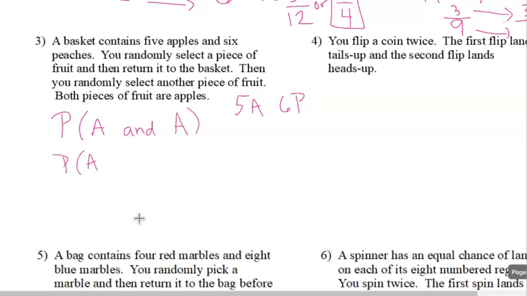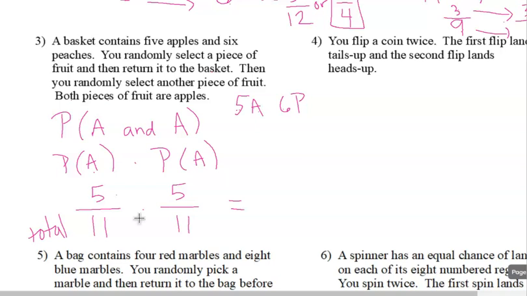So let's split those up. So how many ways are there to get an apple? Well, there's 5 out of how many total? We've got 11. Now I'm going to put that apple back. So I start with a fresh basket. So how many ways are there to get an apple? There's 5. Out of how many total? 11. So 5 times 5 and 11 times 11. Now, none of these numbers reduce, 5s and 11s, so this is our final probability.